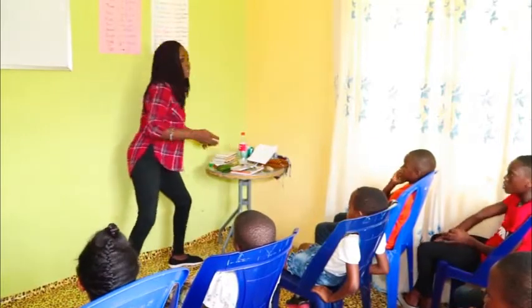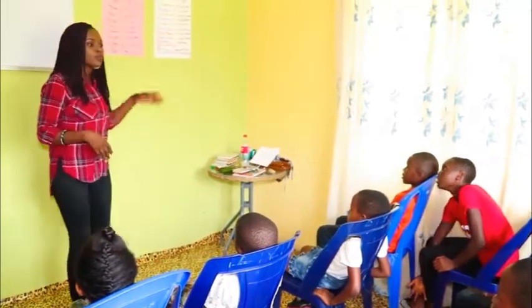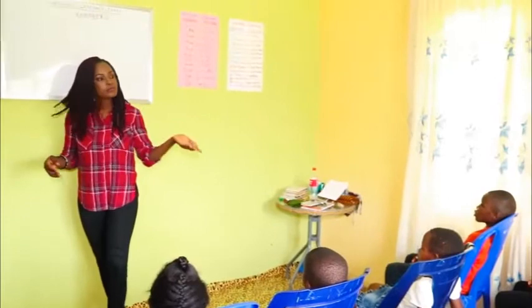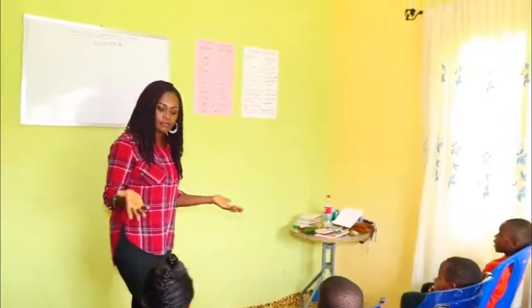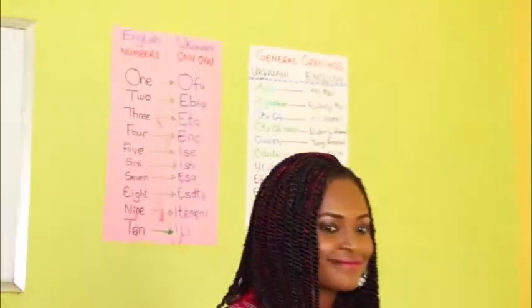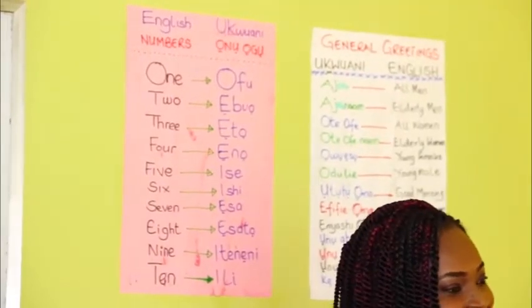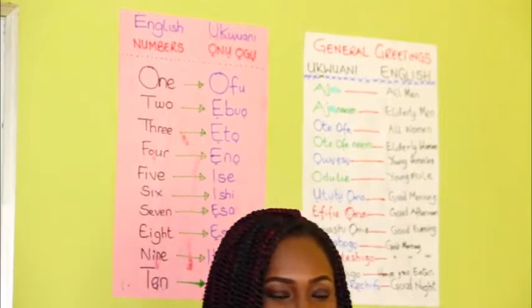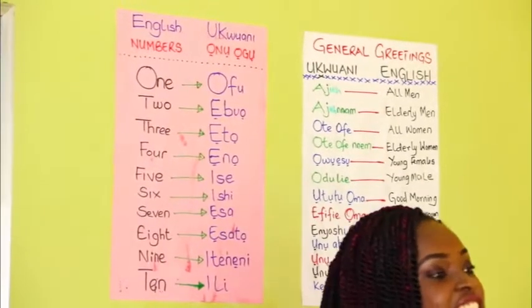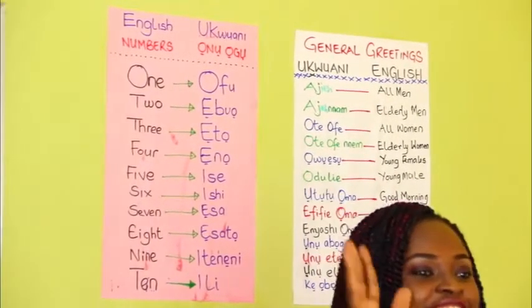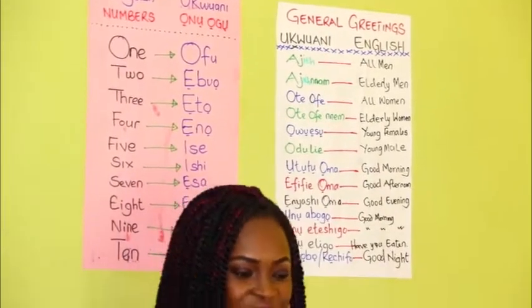So it's easy now, right? Yeah. Now can you read for me? One. Ofu. Two. Ebo. Three. Eto. Four. Eno. Five. Ise. Six. Ishi. Seven. Esa. Eight. Esato. Nine. Iteleni. Ten. Iri. Wow, clap for yourself. Very good.